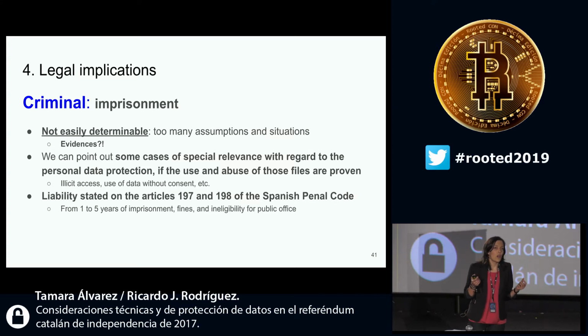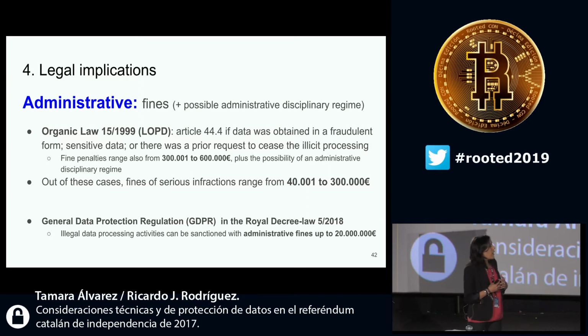When we're specifically talking about liabilities stated in Articles 197 and 198 of the Spanish Code, with sanctions that can range from 1 to 5 years of imprisonment, depending on whether they were public servants, they could have ineligibility for 5 years. There are also administrative liabilities under the LOPD, fundamentally connected with the breaching of principles such as Article 6 or 11, or 7 if we are dealing with sensitive cases.